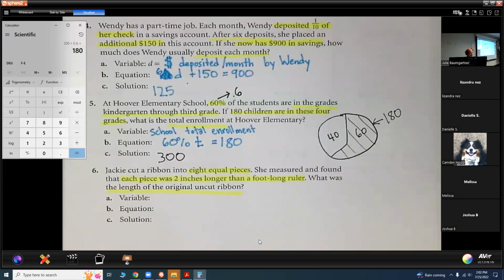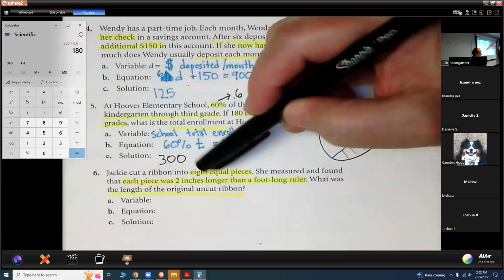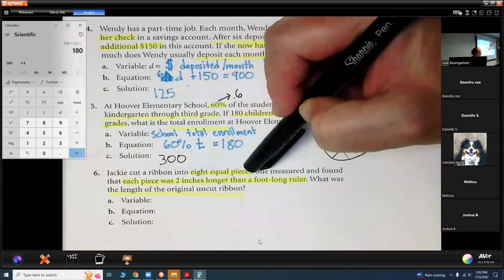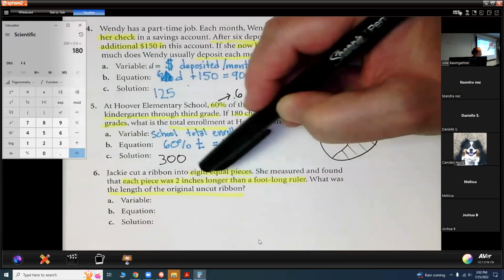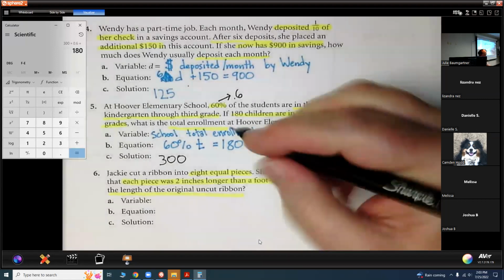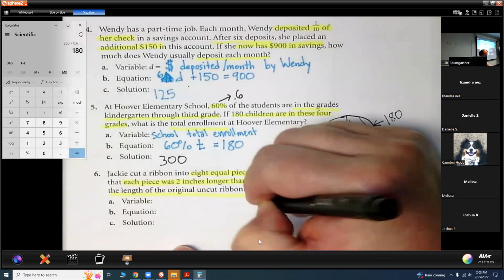All right, how about number 6? Jackie cut a ribbon into 8 equal pieces. So hopefully everyone figured out this is telling us to divide by 8, if we have 8 equal pieces. She measured and found that each piece was 2 inches longer than a foot-long ruler. So how long is each piece? 14 inches.